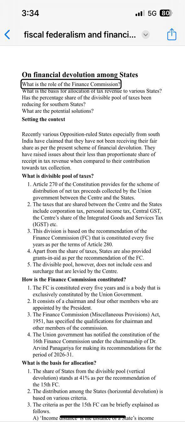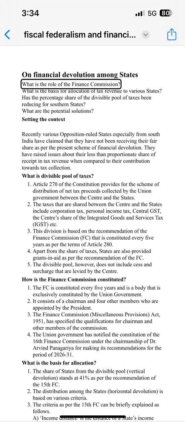Dear students, the states not only receive the share of the net tax revenue from the center, but they also essentially receive grants-in-aid from the center under Article 275. Now, let me come to the second point.